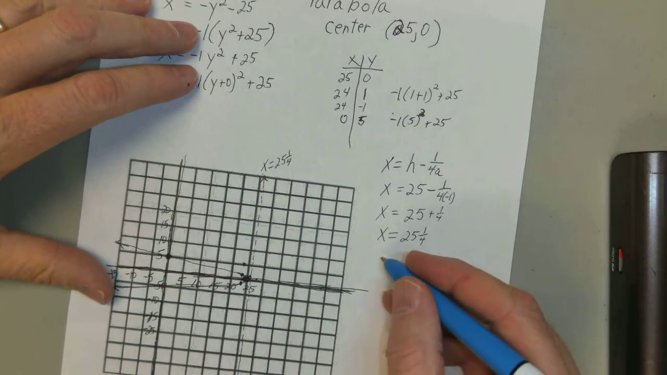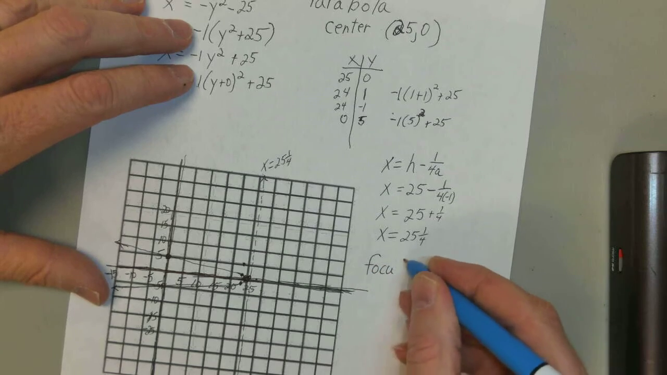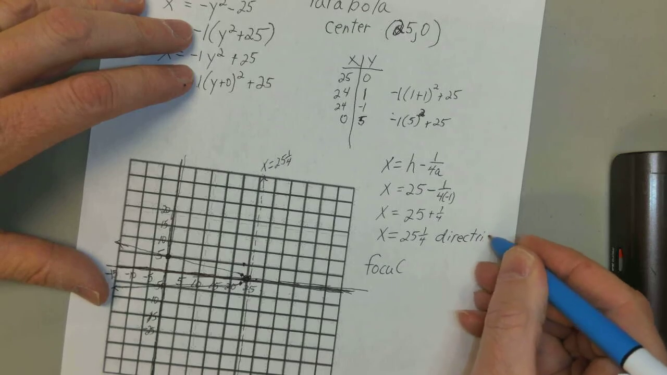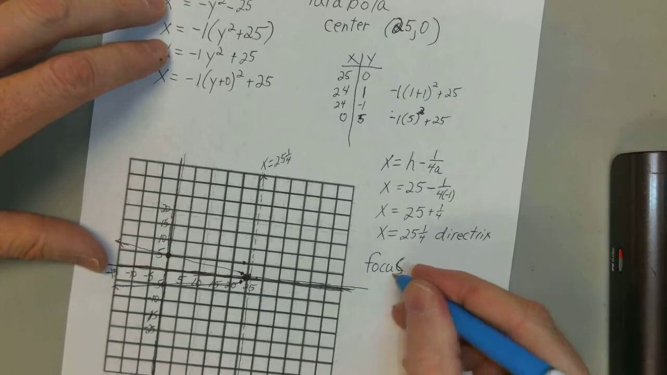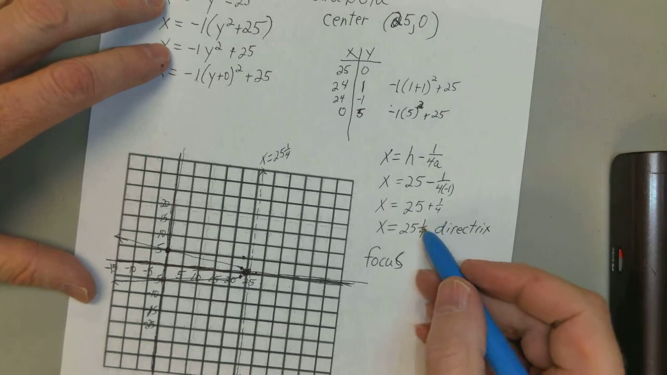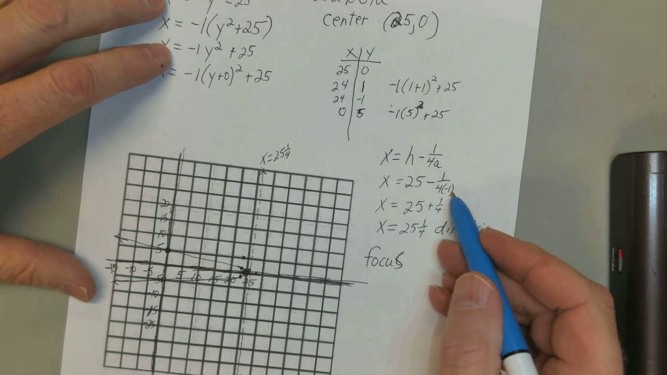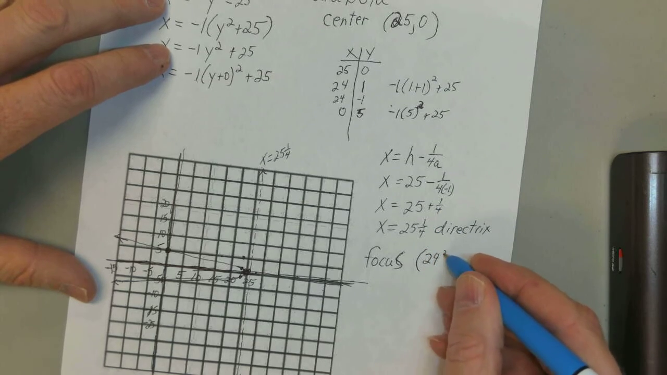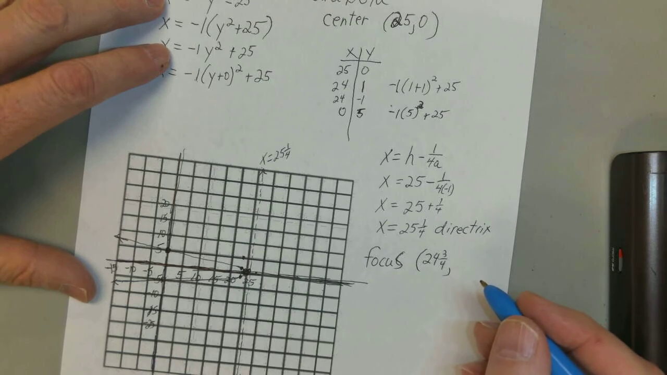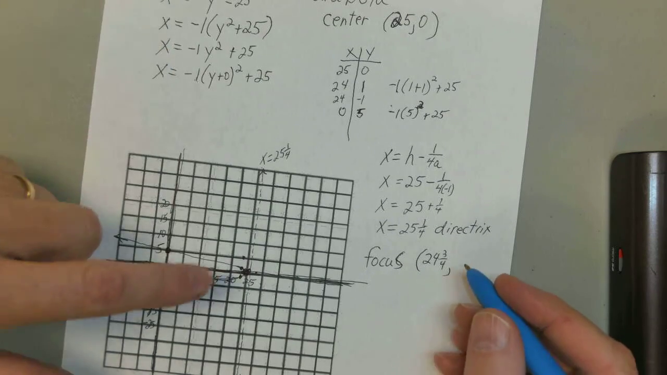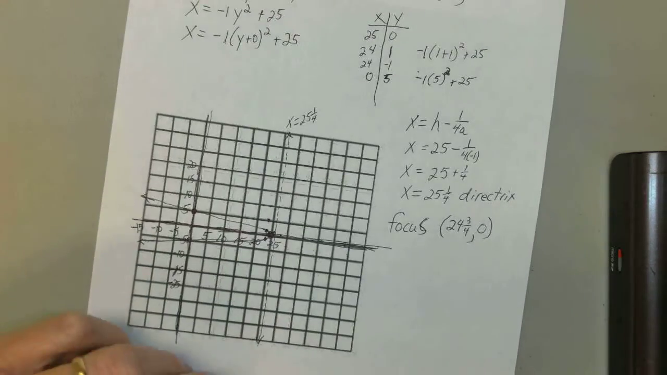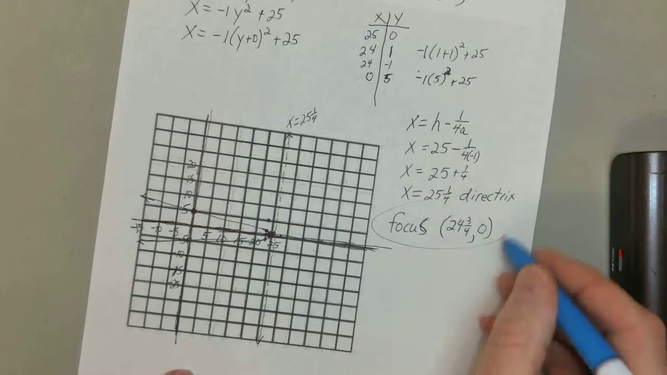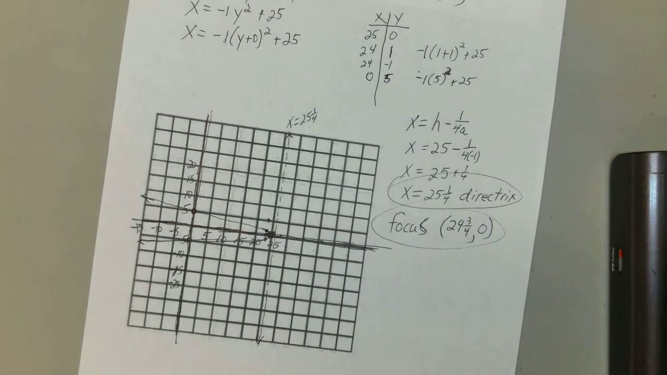Now, my focus. Let me write that this is the directrix. My focus will be just plus, which is plus a negative. The x-coordinate is 24 3/4. The y-coordinate is still 0. So my focus is right inside here, just slightly inside. And I've got it identified right here, with the directrix identified right there.